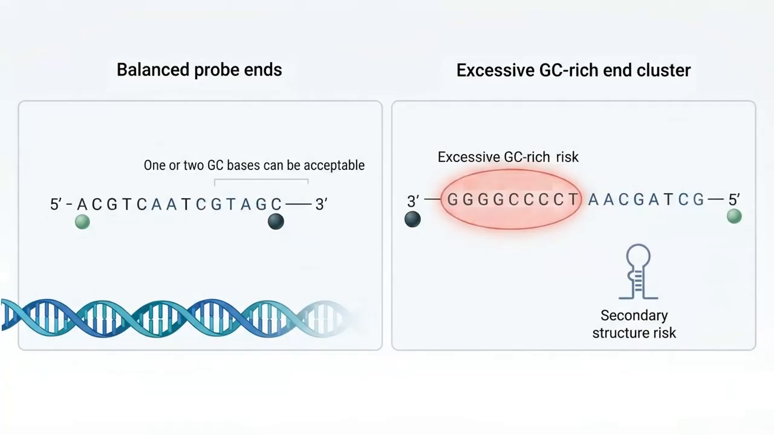Rule 4. Avoid excessive GC clusters at the ends. 1 or 2 GC bases near either end are perfectly acceptable. However, large GC-rich clusters at the probe ends are usually undesirable. They can encourage unwanted secondary structures and alter hybridization kinetics. Unlike primers, a probe doesn't need a GC clamp. Its role is target recognition, not extension. For probes, balanced sequence composition is far more important than maximizing end stability.